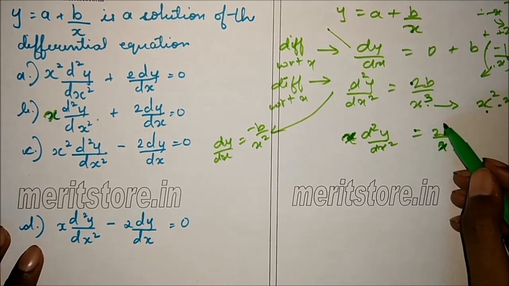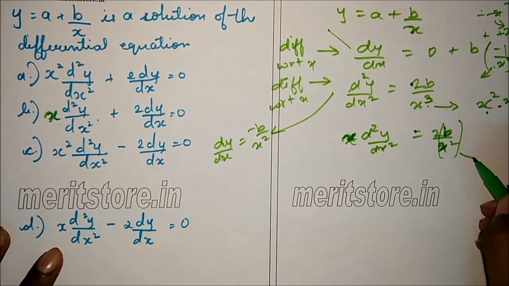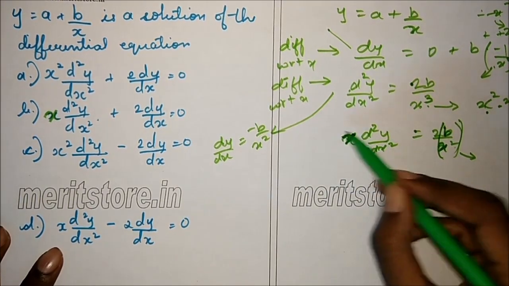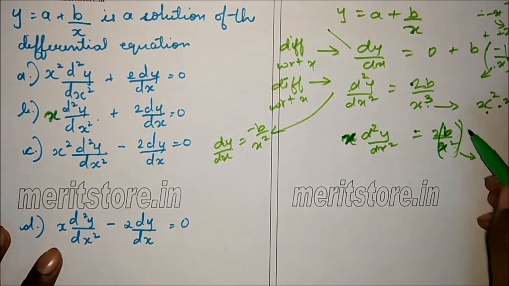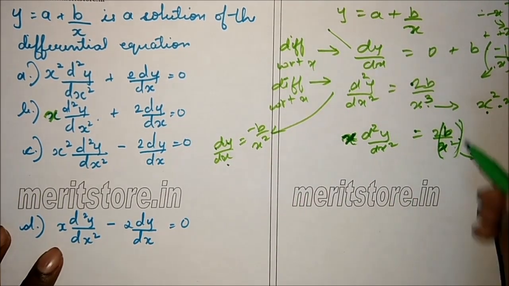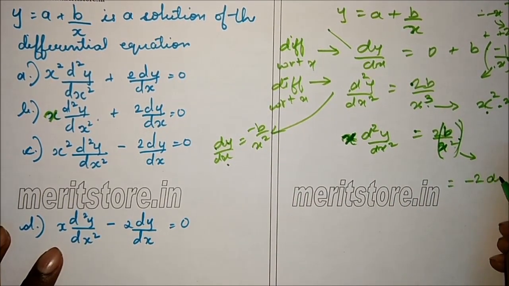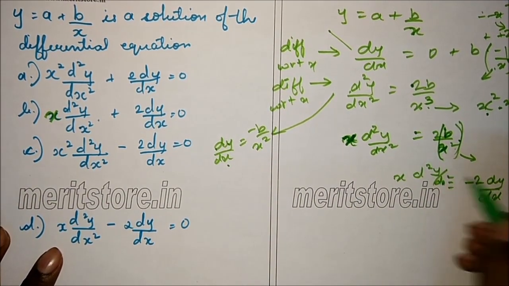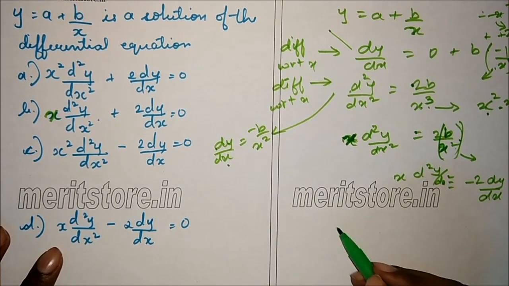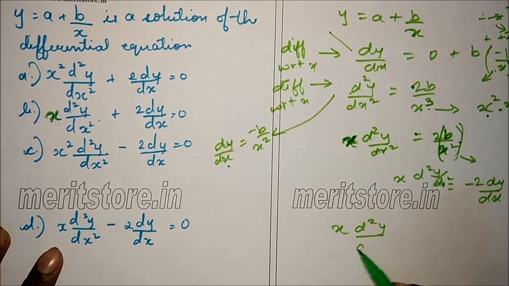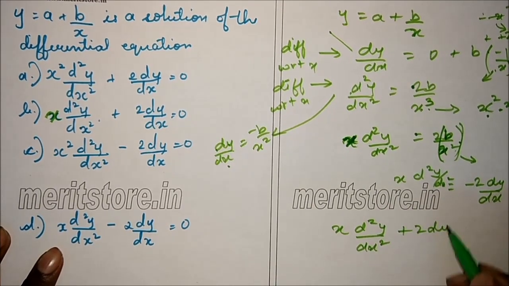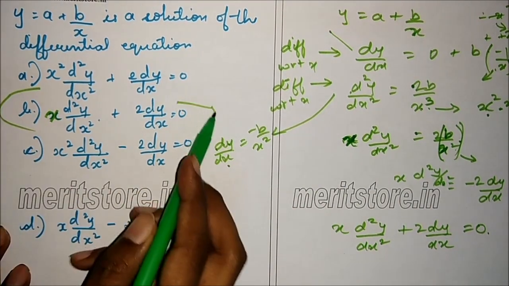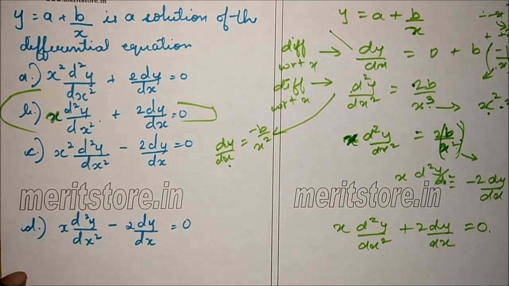So if you notice, here we have b by x square. This is what we wanted. So that's why we put x along with d2y by dx square in the LHS and we got b by x square. But b by x square is minus dy by dx. So we substitute this as minus dy by dx, so the right side is 2 into minus dy by dx, and this is x into d2y by dx square. So shifting this to LHS, this will be x into d2y by dx square plus 2 into dy by dx equals 0, which is option B. X into d2y by dx square plus 2 into dy by dx equals 0.